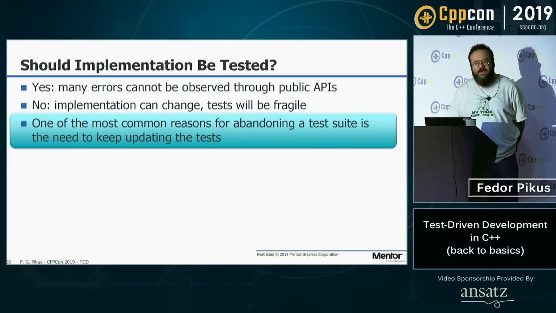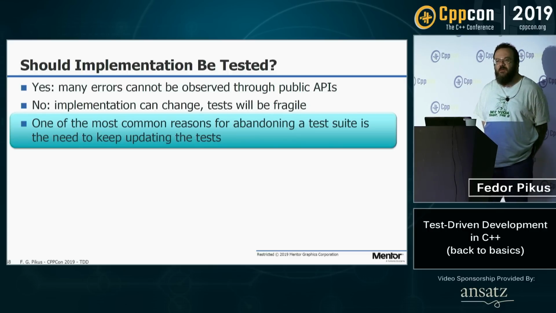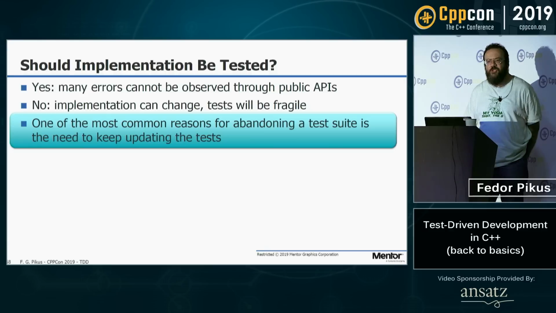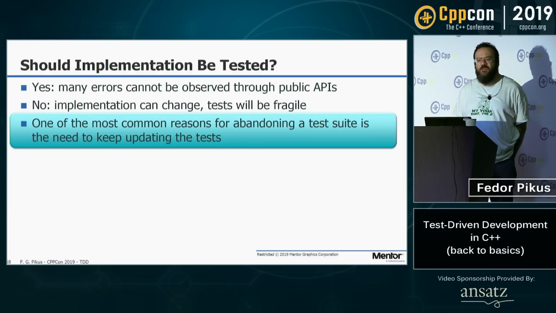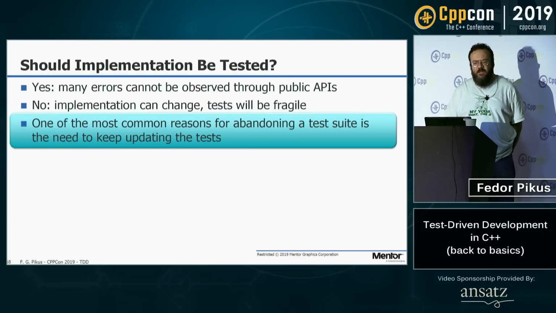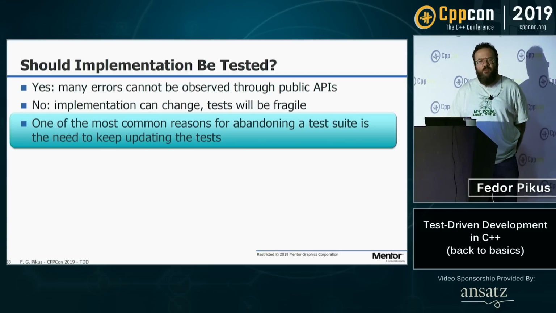The problem with that is it makes your tests very fragile. Implementation changes, implementation is fluid. Sometimes implementation actually doesn't produce stable results, like you may have concurrency, your internal results are in flux. Your final results are always correct, always the same. You can verify them, but what's going on inside is a lot more fluid. Again, one of the most common reasons for abandoning a set of tests is the need to keep constantly updating the tests to keep up with implementation or other flaky, fluid details that you decided to test for.